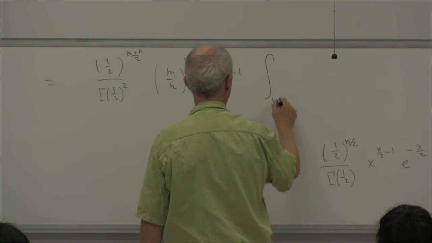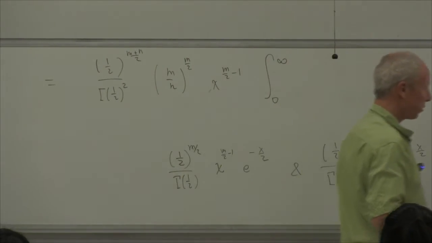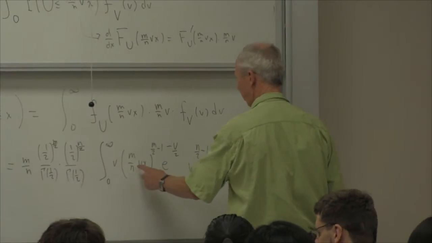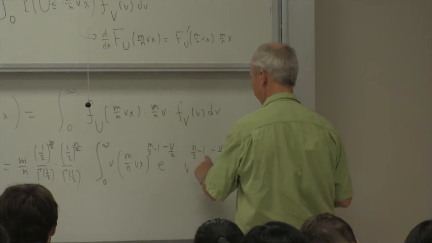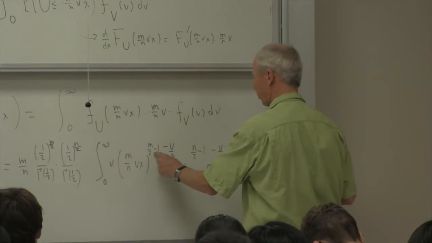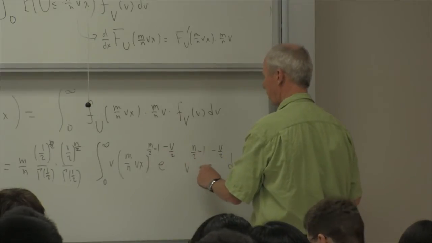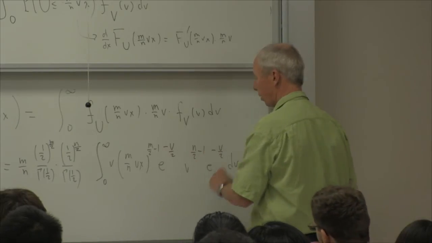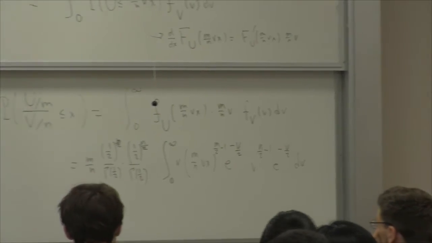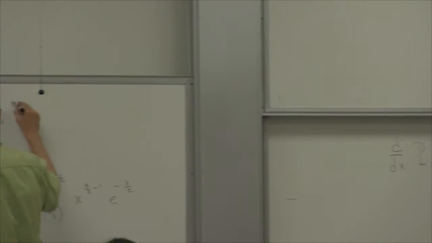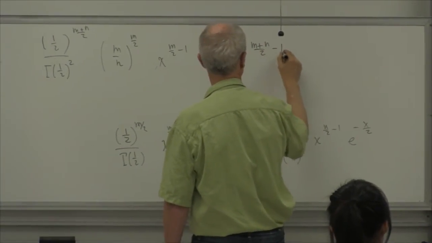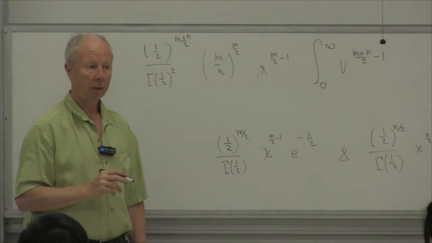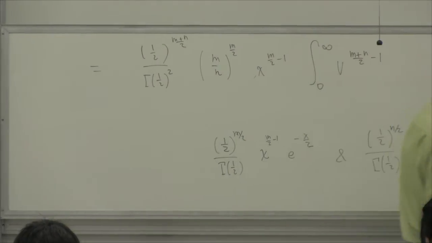Then times integral, 0 to infinity, v to some power. What power? Here's the first power. Here's to the m over 2 minus 1. Here's to the n over 2 minus 1. I add all that up: 1 plus m over 2 minus 1 plus n over 2 minus 1. That is v to the m plus n over 2 minus 1. And then e to the minus v.